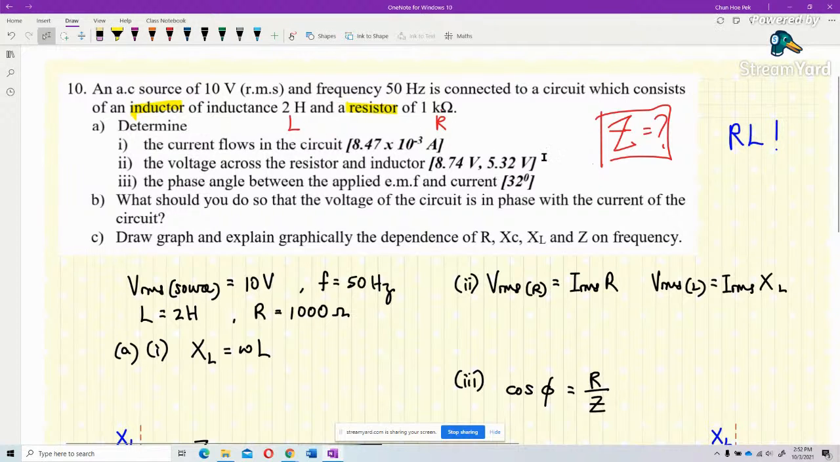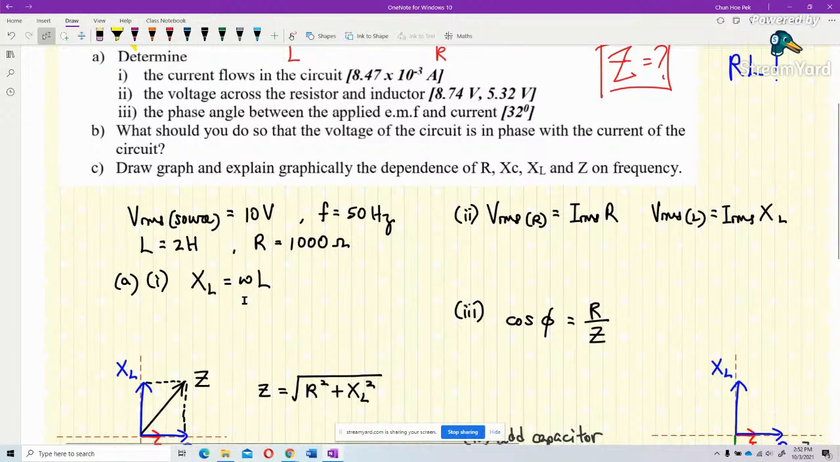Okay. I want to find the current. So I have the V source, I have everything. So I don't have XL yet, isn't it? Find XL. Find XL, omega L. Okay, omega is 2 pi F L. Okay, I got the answer.